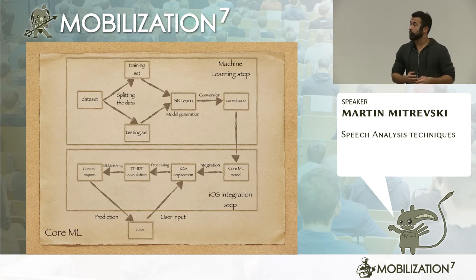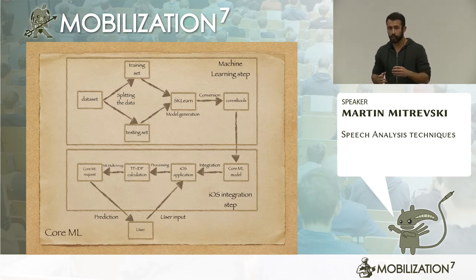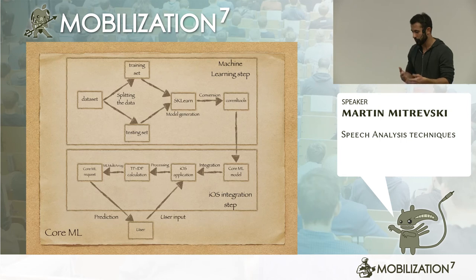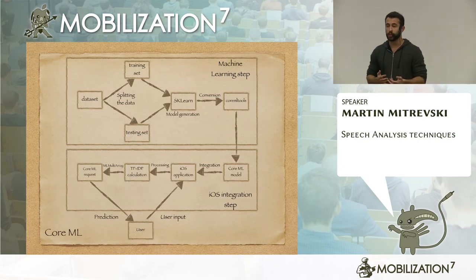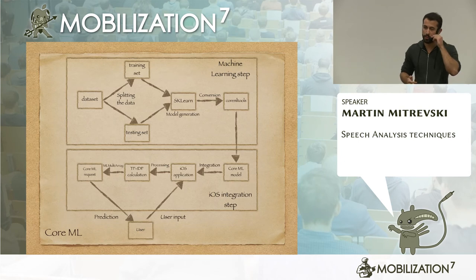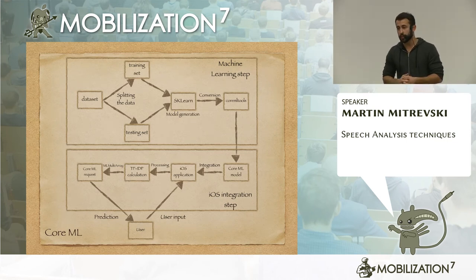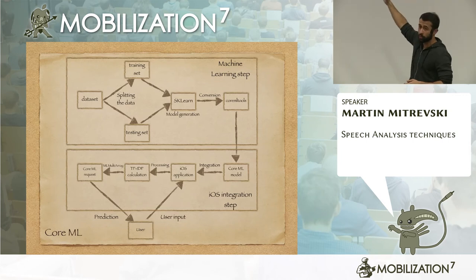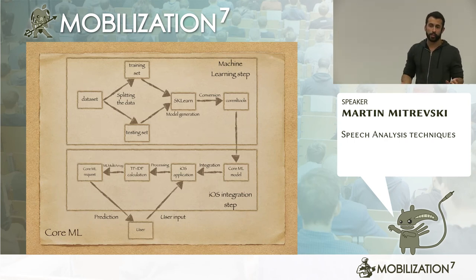Then it also needs to use a framework that will learn, that will use this algorithm, that will apply some algorithms to the data set and create a model. When we have this model in one of the popular machine learning frameworks, then we can use Apple's Core ML tools, which are basically just Python scripts that convert what we have in the machine learning environment to something that can be easily integrated in an iOS application.